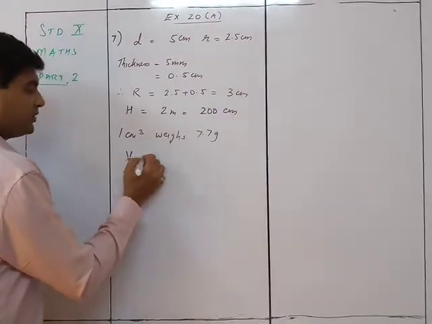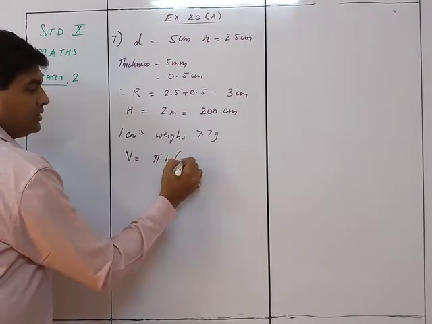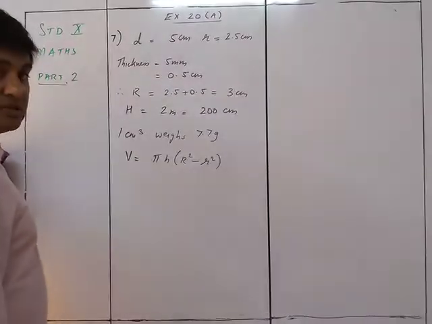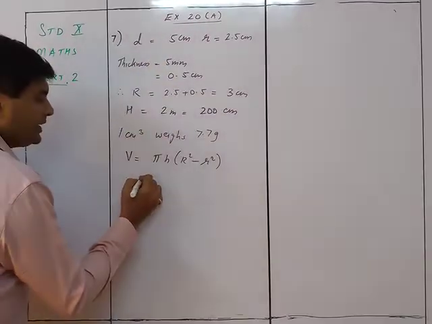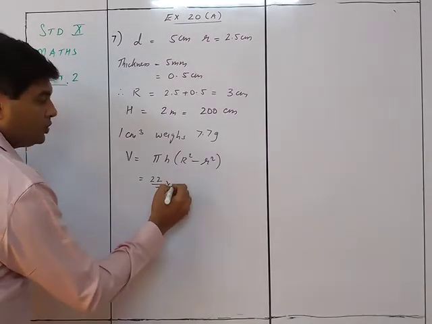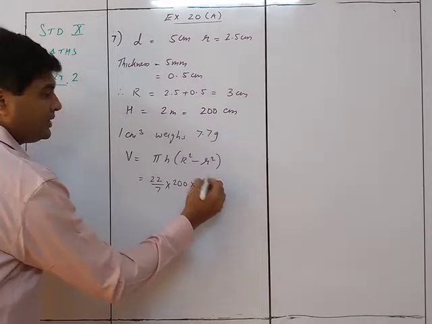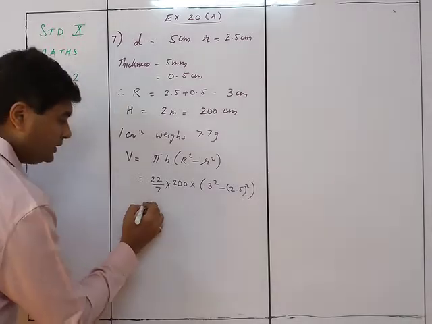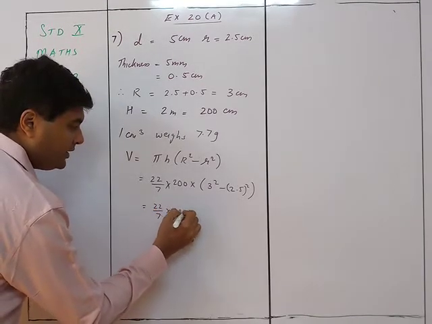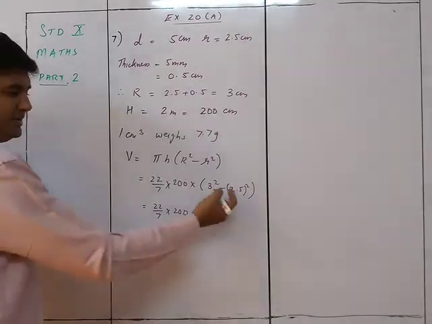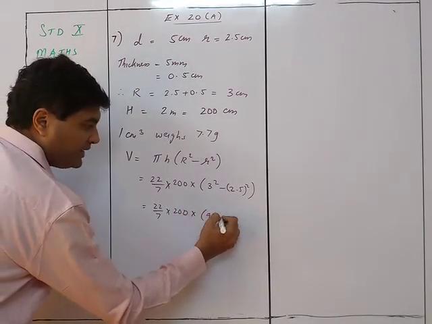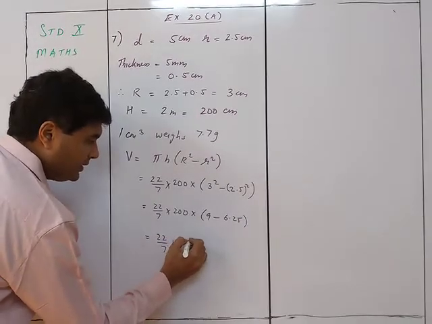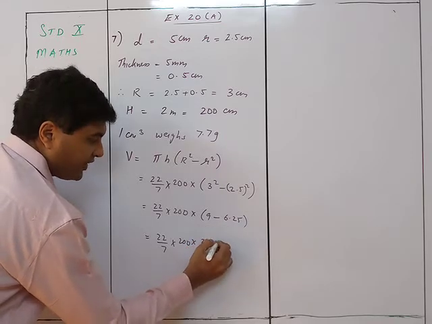So we have the volume equal to pi h (R square minus r square). That is the formula for the hollow cylinder. So we take the formula 22 upon 7 into 200 into (capital R square minus 2.5 the whole square). You can take (a plus b)(a minus b), but here these are simple ones, so it is better to take 9 minus 6.25. That will be 22 upon 7 into 200 into 2.75.